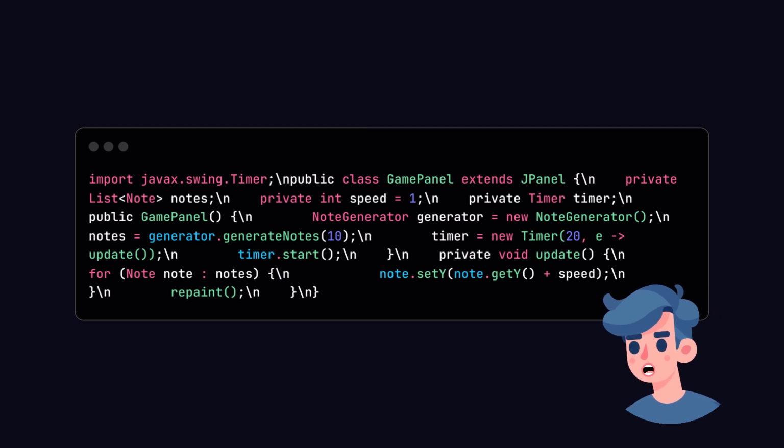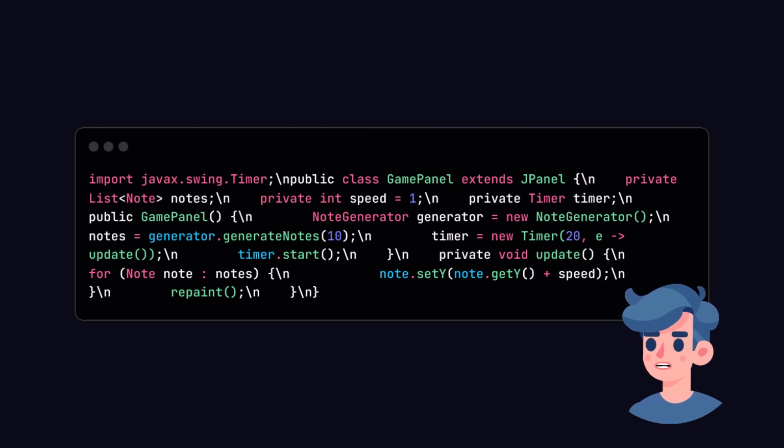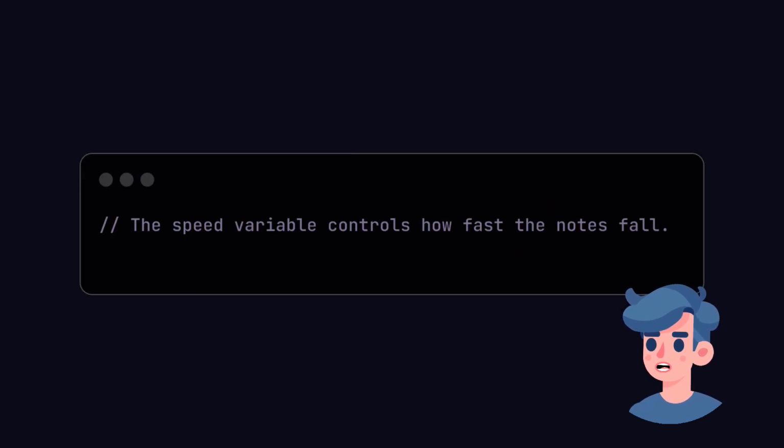Next, we want to implement timing for when the notes should appear on the screen. We'll add a timer that will gradually change the Y position of the notes to simulate falling. We have added a timer to our Game Panel that regularly calls an update method. This method updates the Y position of each note and repaints the panel.